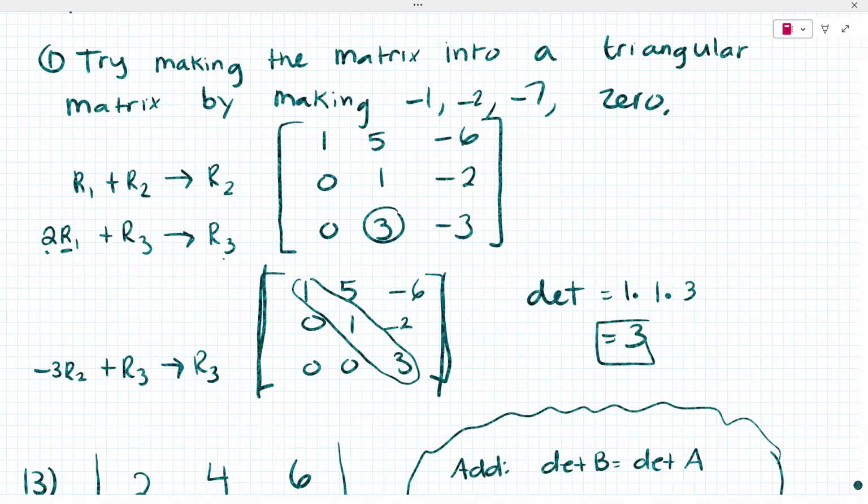This one, yeah, when you're adding subtracting rows, it doesn't really change the determinant. So we did a scale, but we didn't change the scale. We didn't scale the row that was changed. That means the determinant of this matrix is 3.